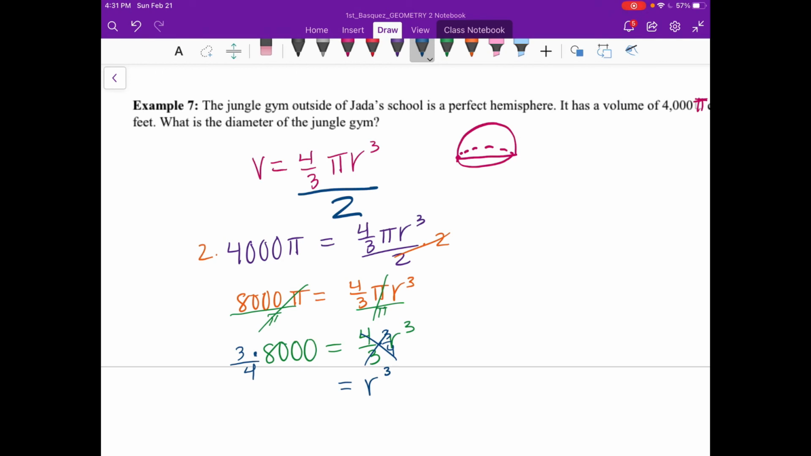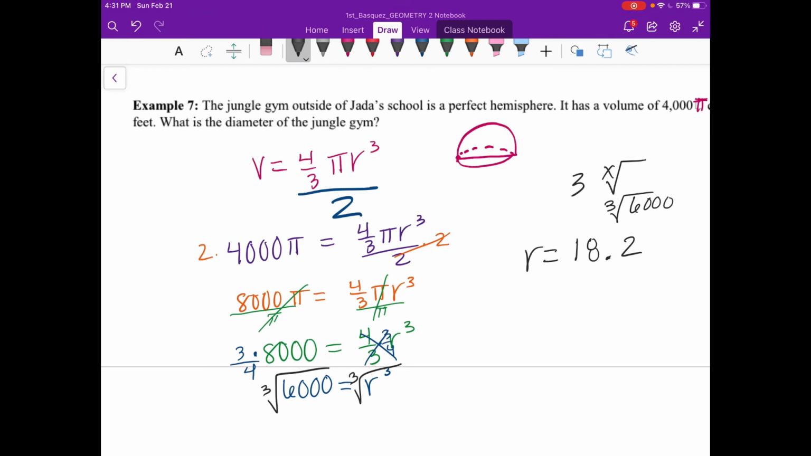When I do 8,000 times 3 and then divide by 4, I get 6,000. And then to solve for r from there, I can just take the cube root. So cube root, similar to the square root, but with a 3. To put this in the calculator, you're going to have to do 3 and then find the button that looks like an x in front of the radical, and then you would just get this in the calculator. So find the cube root of 6,000. You should be able to just type that all in, and it's going to give me 18.2 approximately.